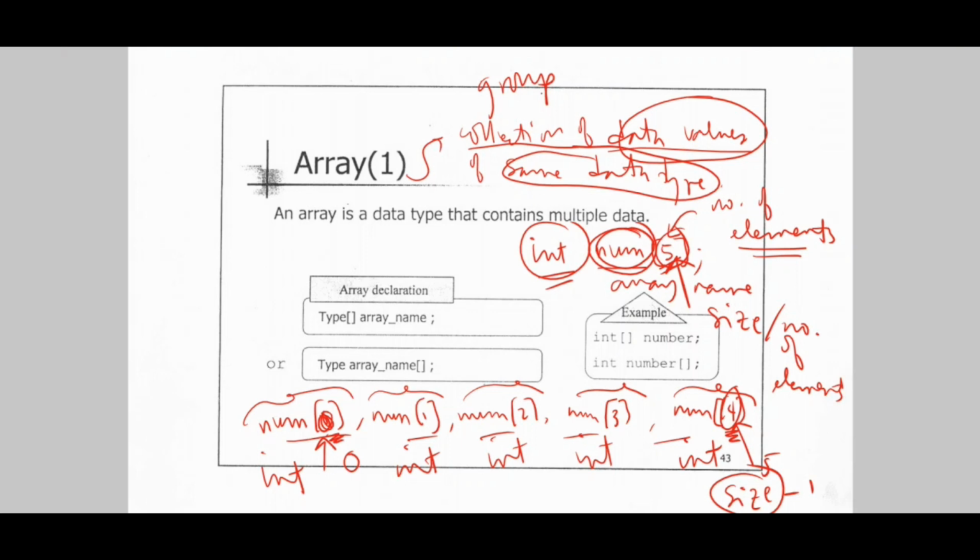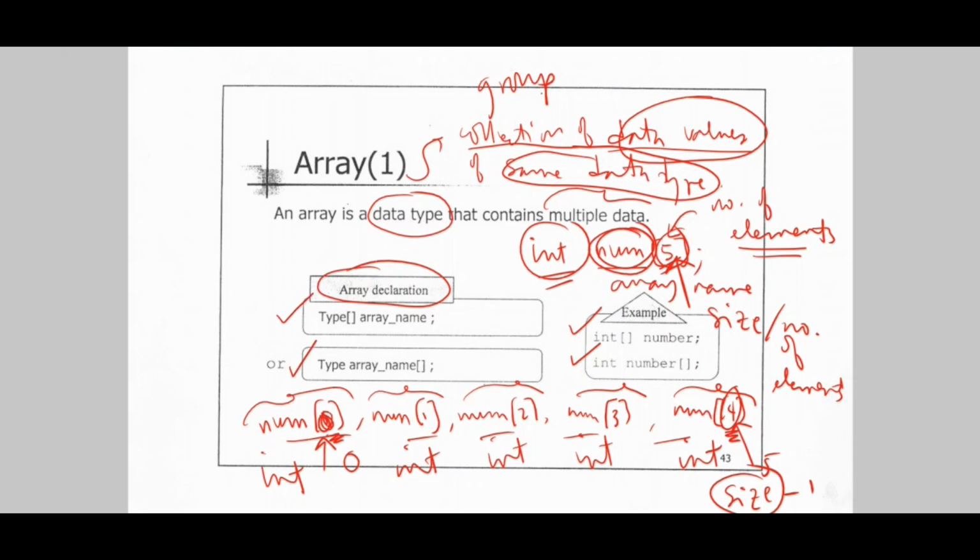Now in Java, it's also the same. The same is true for Java. An array is a data type that contains multiple data. And you could declare an array of integer either this way or this way. So we have here 2 examples. And on the left side, we have here the syntax to declare an array. And the syntax could be this one or this.